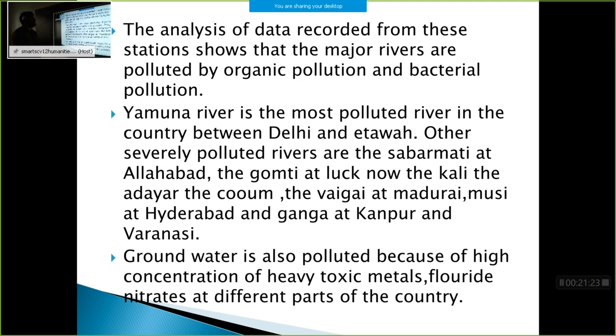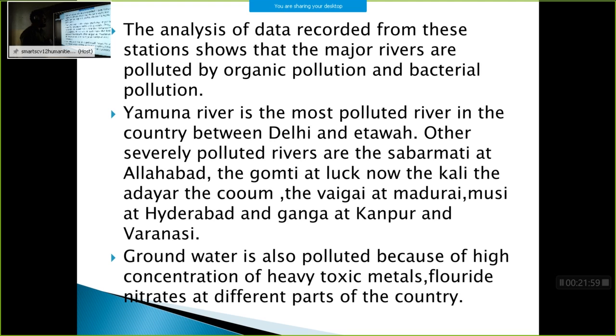Yamuna river is the most polluted river in the country between Delhi and Etawah. As we have discussed before, Ganga and Yamuna are the most polluted rivers. Here, when comparing with Ganga, Yamuna is the most polluted, and the region between Delhi and Etawah is the most polluted one. You can see in your textbook also there is a map showing the distribution of polluting rivers. You can just see that.